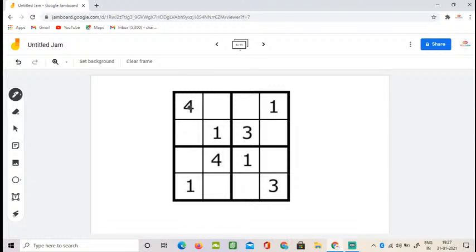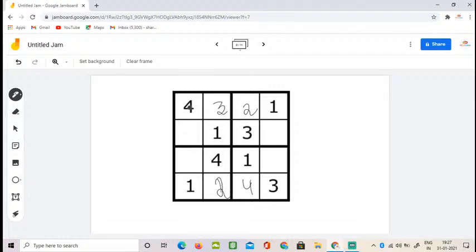So now let me give you the explanation. You will have the numbers 4, 1, the leftover numbers are 2 and 3. You should not give the number 3 over here because already number 3 is there in this column. So let me give 2 over here, so 3 over here. So 3, 1, 4 and the leftover number is 2. And 2, 3, 1 and the leftover number is 4.